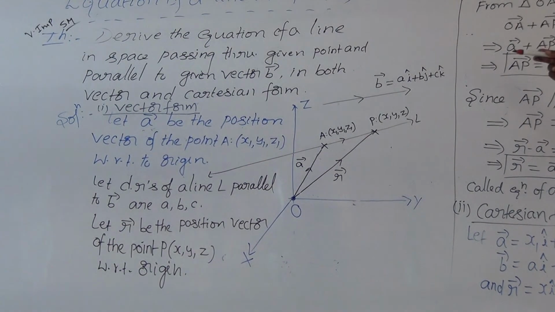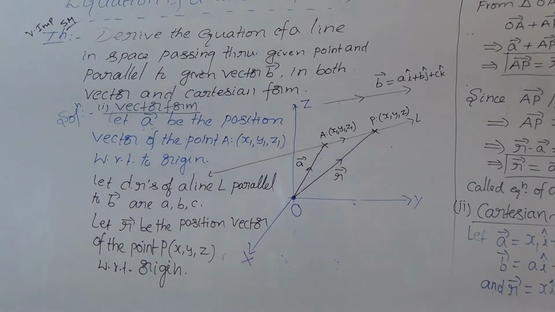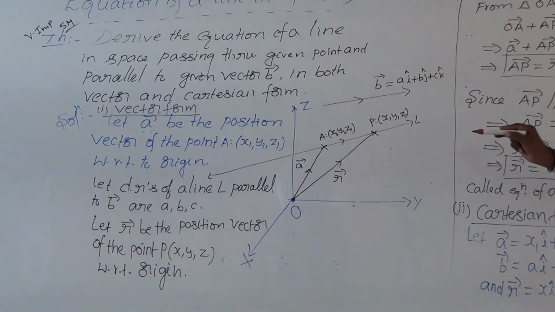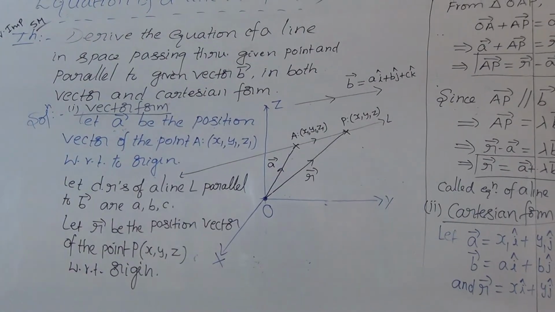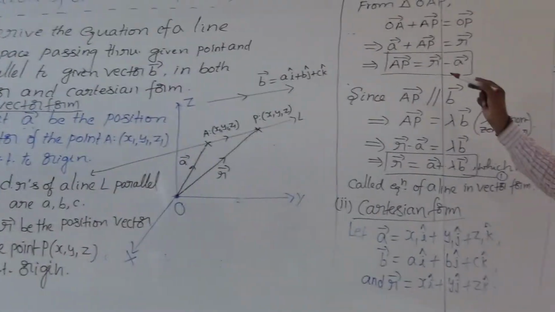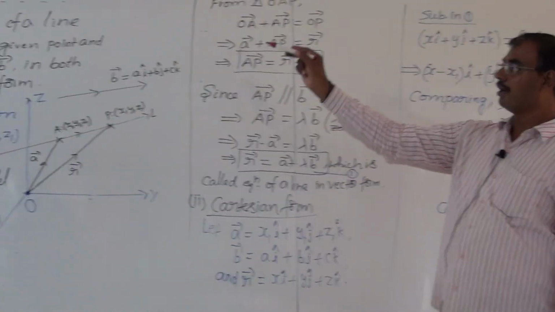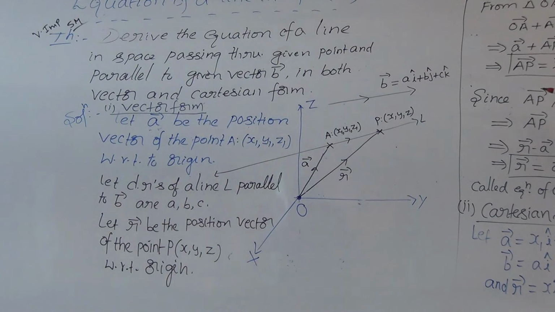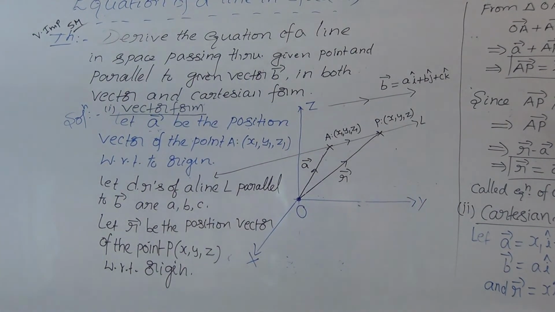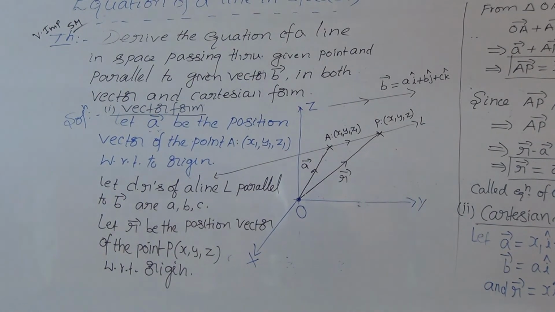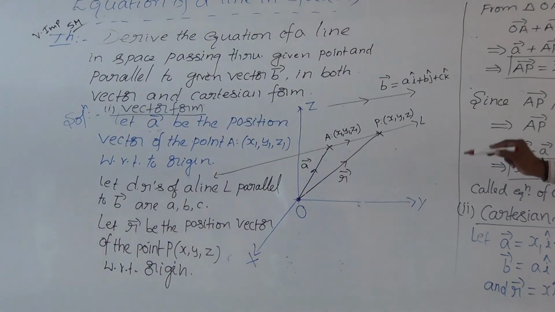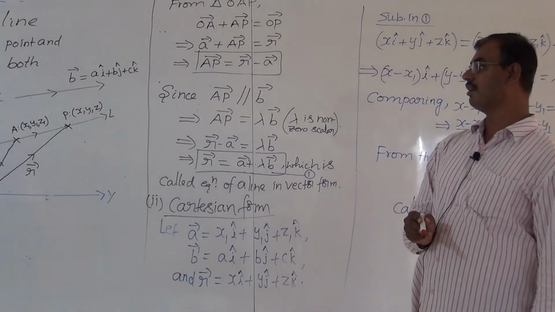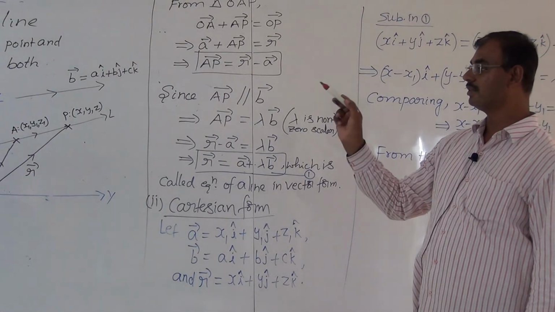Observe that from the statement, the question gives a point and a direction. Direction means parallel vector. Take any line L in 3-dimensional geometry, and let A = (x1, y1, z1) be any point on the line L with position vector A bar. That is written in the first sentence. Let A bar be the position vector of the point with respect to the origin in the Cartesian system.